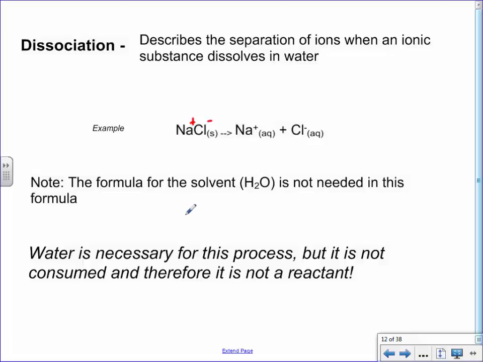Let me do another one here. If I gave you potassium hydroxide and we added it to water, it would make potassium and hydroxide. Water is literally ripping this thing apart. The potassiums are positive, the hydroxides are negative, and for the state of matter, we just have to say they're aqueous. That's all. So they are really, really easy equations to write. Sound good?